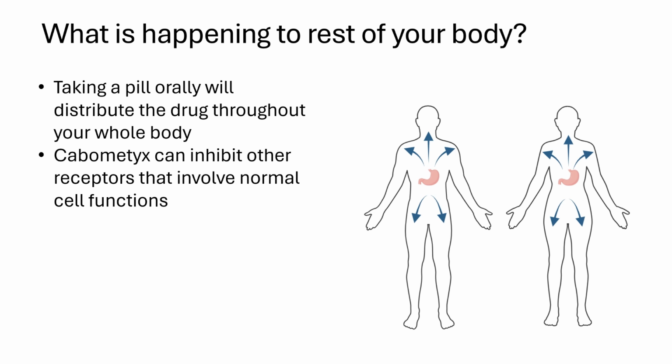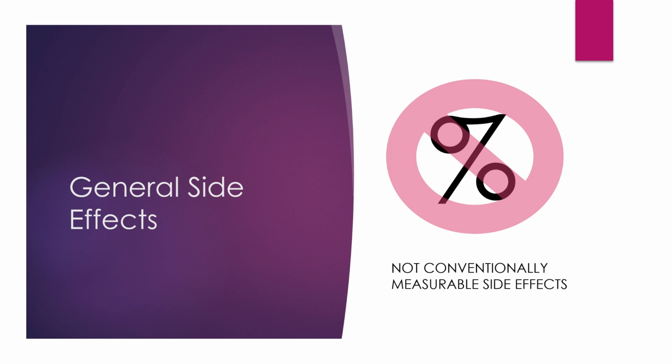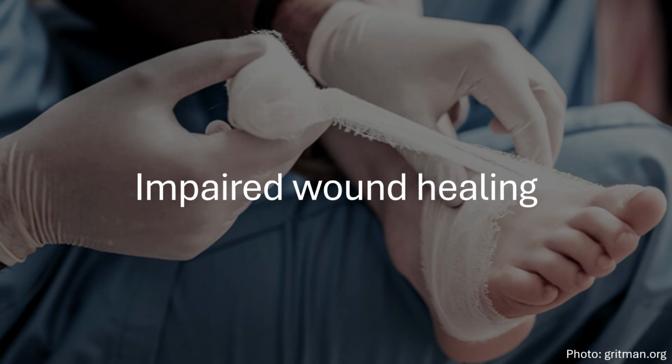This means that Cabometyx can affect healthy cells in your body, which is why these adverse events exist. Start with some general side effects. These are called general side effects because they're not conventionally measurable, and we don't really have direct percentages of how many people actively experience them while on Cabometyx. The first of these is the impairment of wound healing.